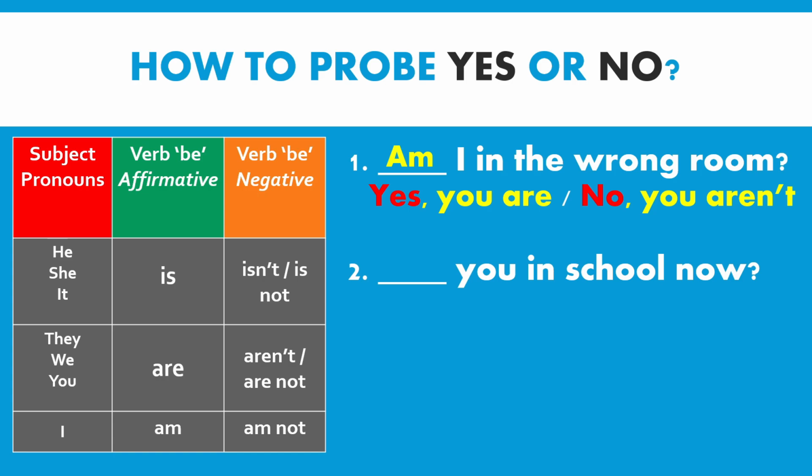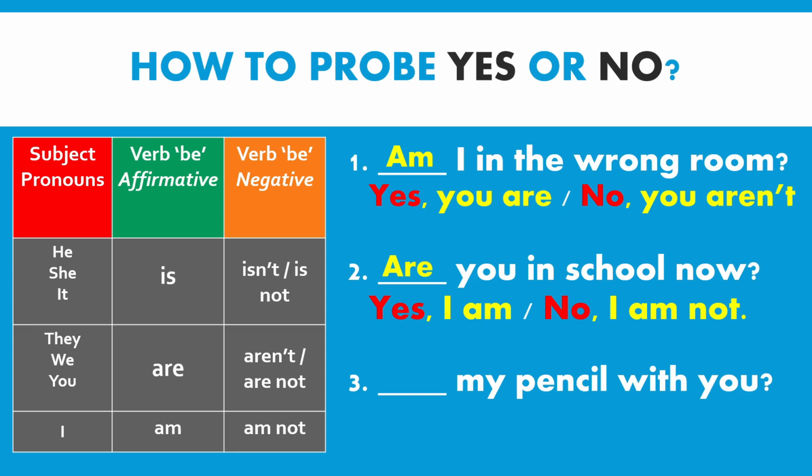Number 2, blank, you in school now. You, subject pronoun you. The verb be is are. Are you in school now? The same situation like just now, because the question now is people asking you. The second person is asking you back, are you in school now? So when you want to answer the second person, you say, yes, I am, or no, I am not. You respond depends on the true situation. If you're in the school, you say, yes, I am. If no, you say, no, I'm not.